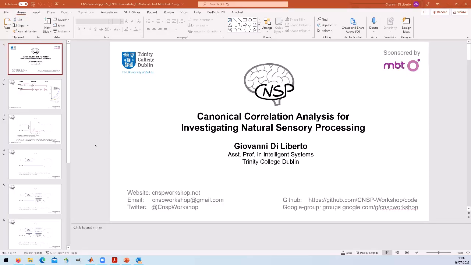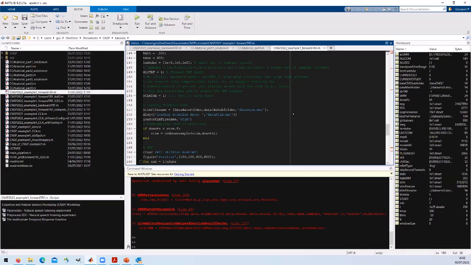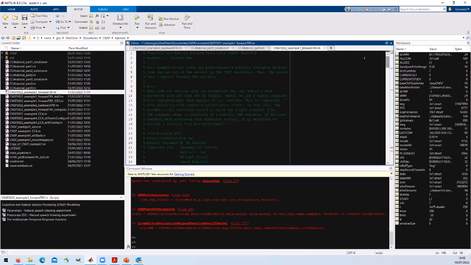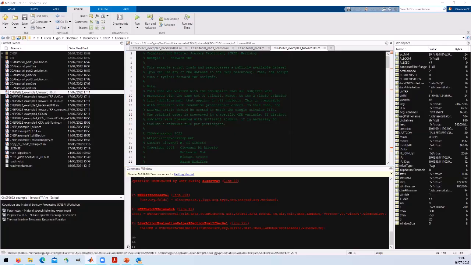No. Maybe first, is there anyone that has any problem setting up the folder structure or getting the example script run? That's cool. Right. No news is good news in this case. Okay, that's good.